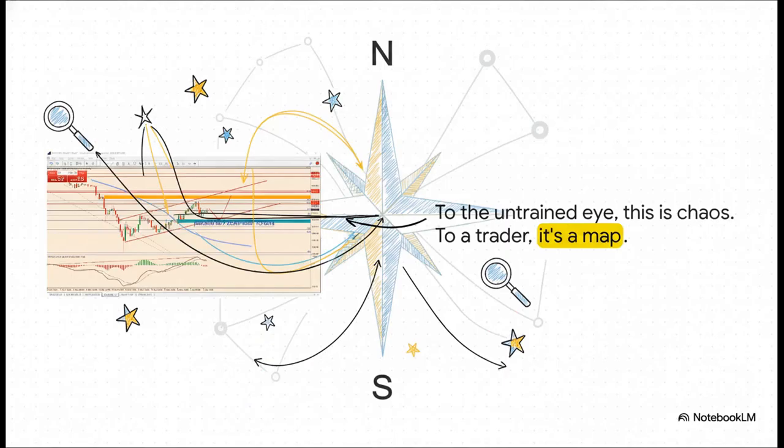Okay, so here it is. This is a 4-hour price chart for gold. And I know what you're thinking. At first glance, it just looks like a chaotic jumble of lines and colors, right? But what if I told you that to the analyst who made this, it's actually a map pointing towards a very specific destination for the price?